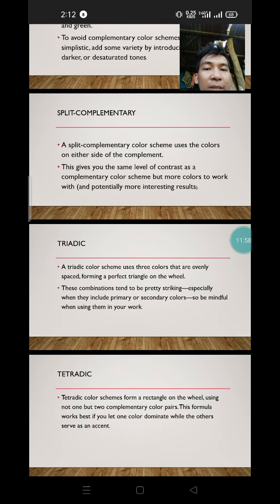Split complementary. A split complementary color scheme uses the colors on either side of the complement. This gives you the same level of contrast as a complementary color scheme but more colors to work with.